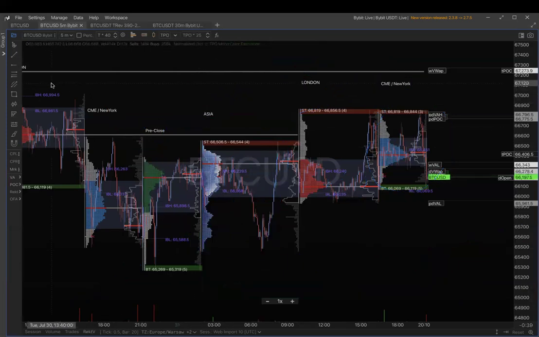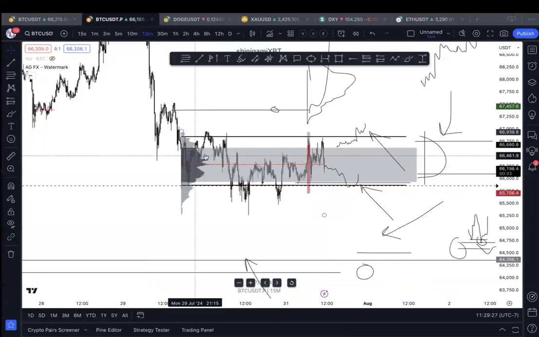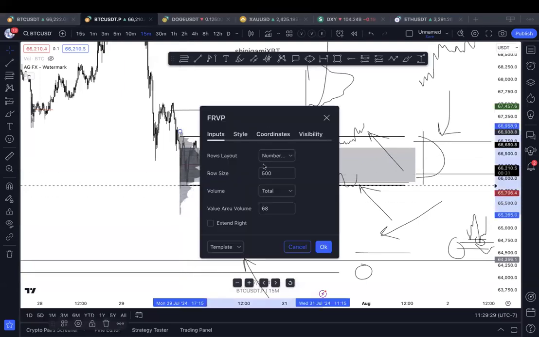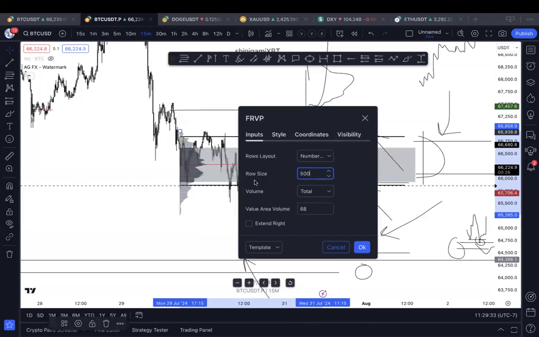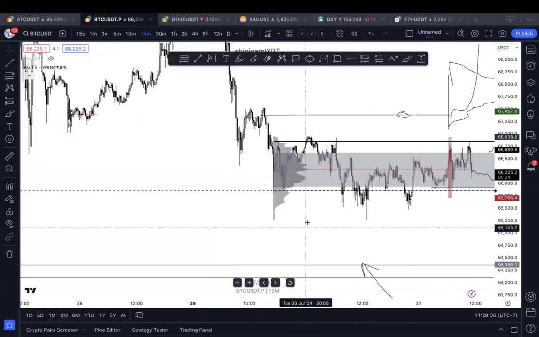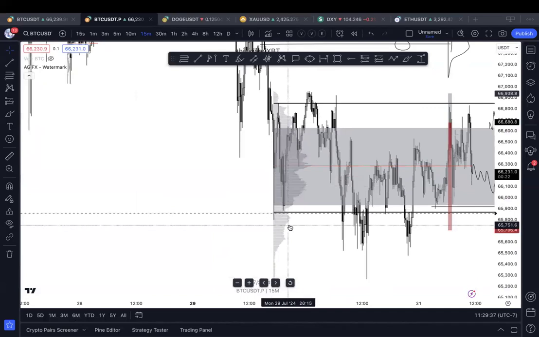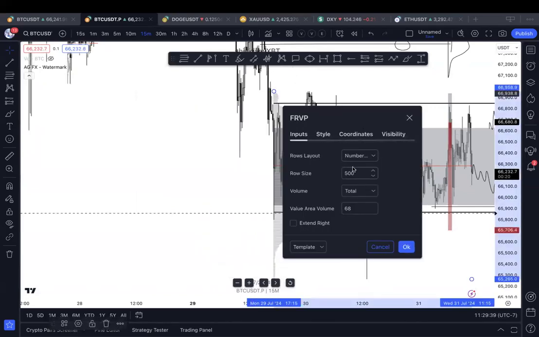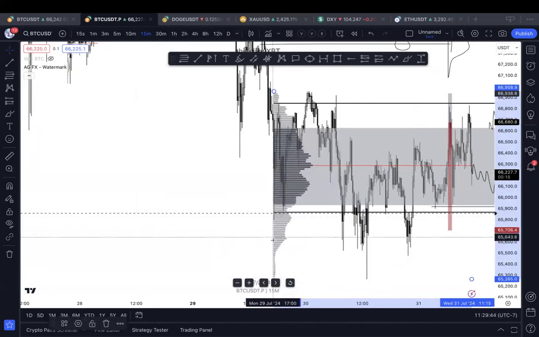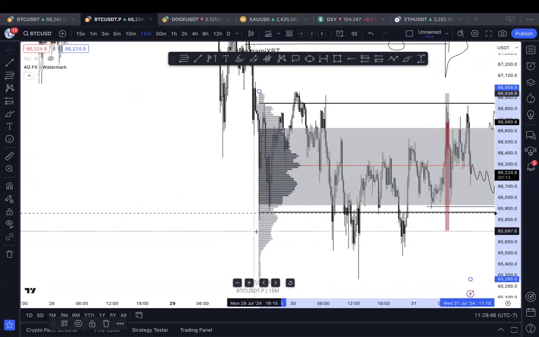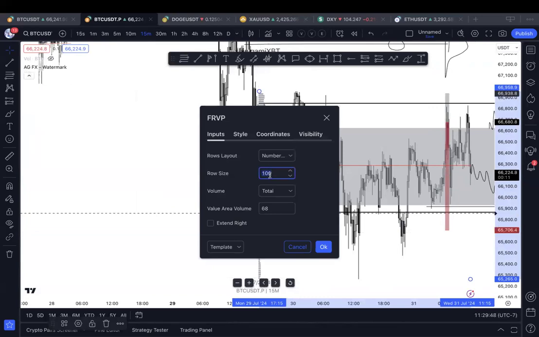All right. A question is asked: do you always use the same FRVP inputs at different times? Yes, I do, and you can copy mine as well. The number of rows here is 500. The number of rows just represents the number of rows around here. If I lower the number, it will give me bigger candles, which I don't like. It doesn't look aesthetically pleasing, so I just use a number that looks better, 500.